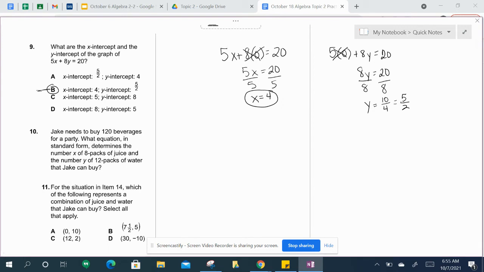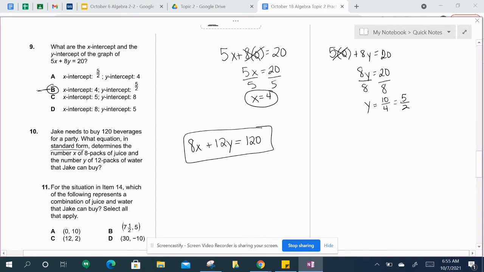Number 10, when we read this, it says Jake needs to buy 120 beverages for a party. What equation in standard form, so that's an important piece, determines the number x of 8 packs of juice and the number y of 12 packs of water he can buy? So since x stands for the 8 packs, we're going to say 8x. And since y stands for the 12 packs, we're going to say 12y. And that equals a total of 120 beverages. There's our equation in standard form. That's all we have to do on number 10.